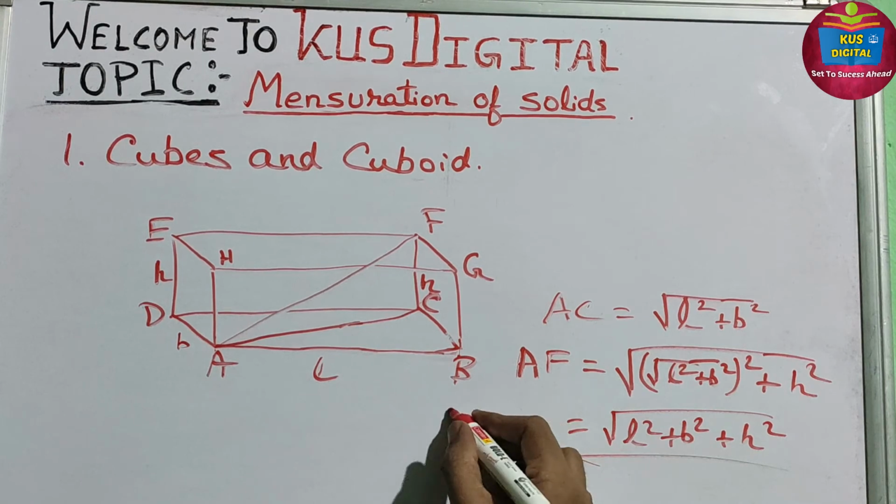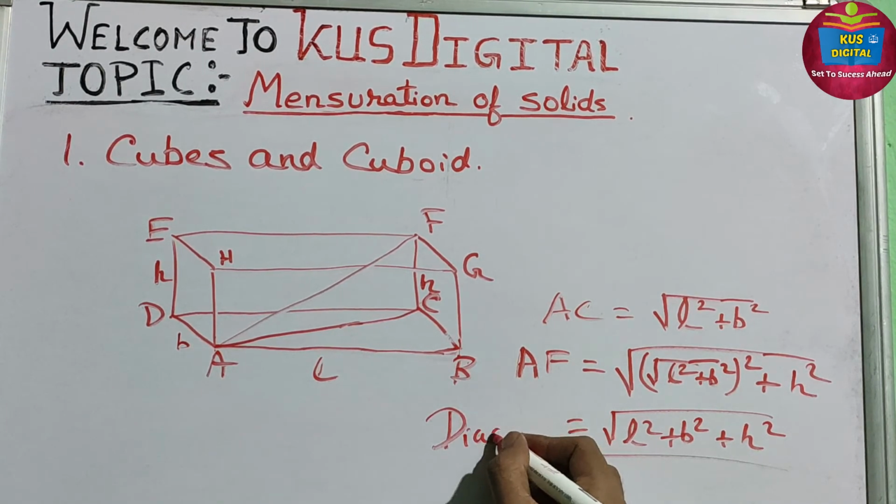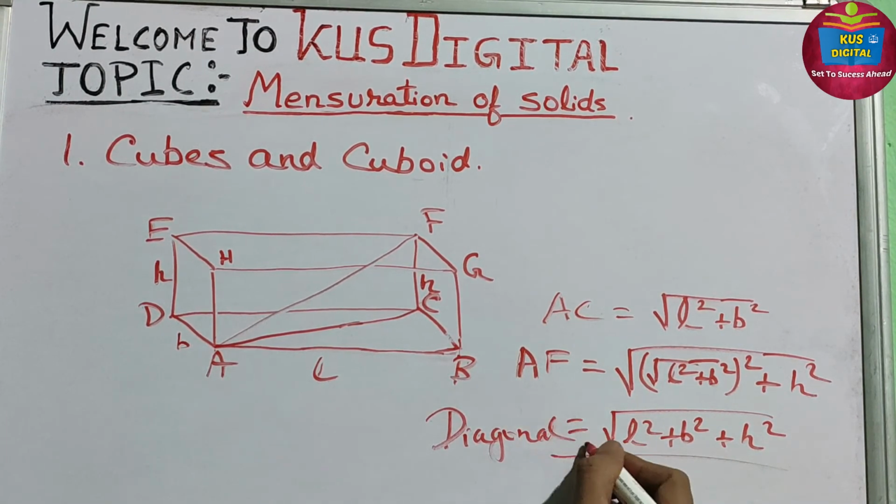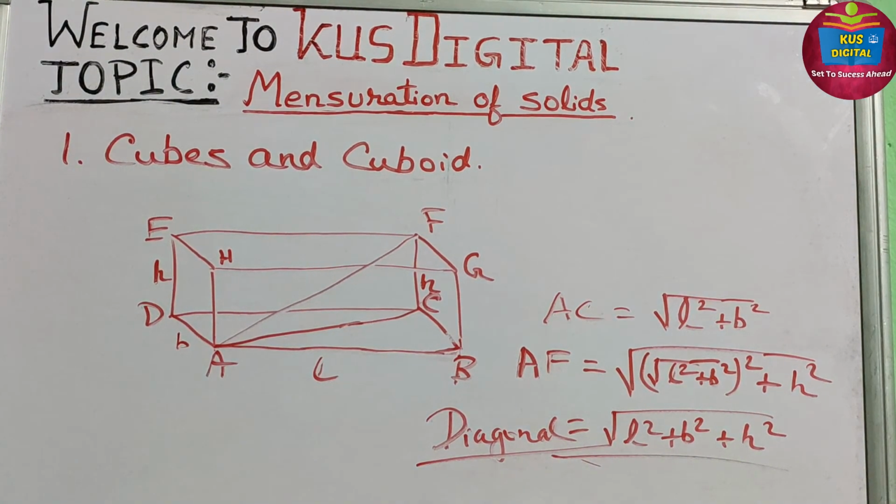So this is the diagonal of a cuboid. Okay, so this is the derivation. This is how we derive the diagonal of a cuboid.